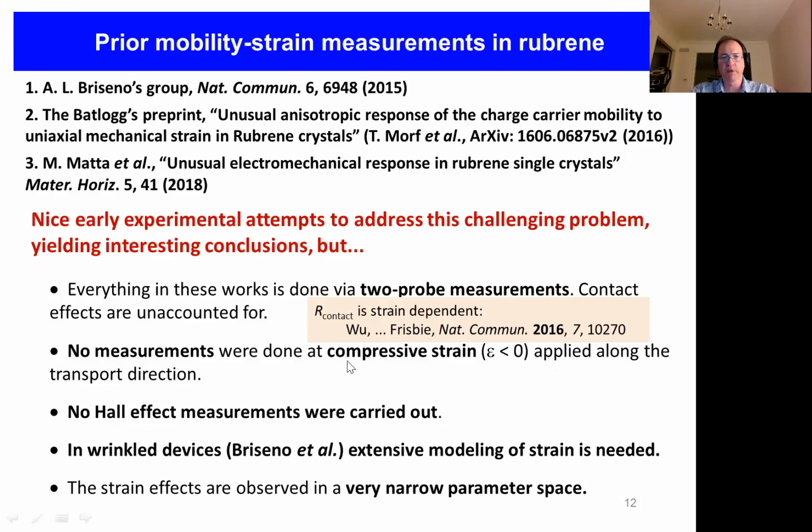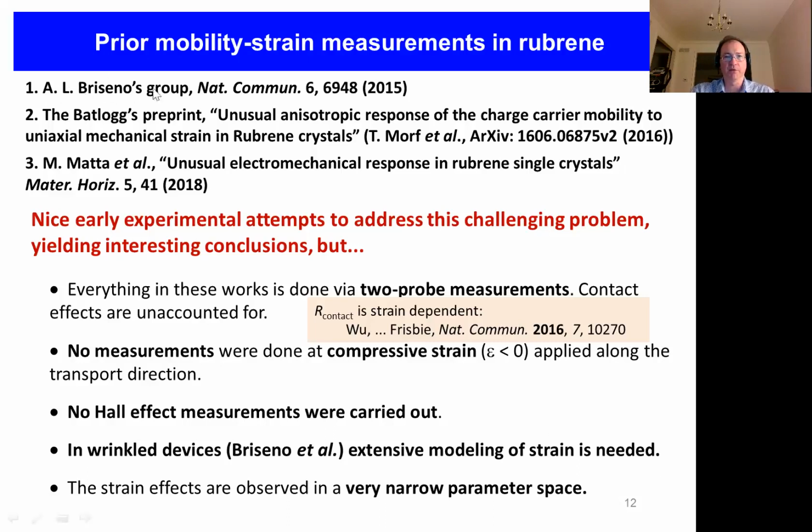Also, no measurements were done at compressive strains applied along the transport direction, at least in these two papers, number 2, number 3. And this is very strange, because it seems that applying compressive strain and measuring the mobility is the most interesting thing in this whole business. And that simply means that a big chunk of data, important data, are simply missing here.